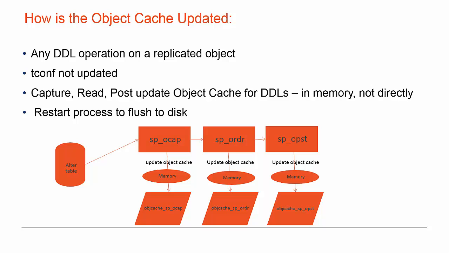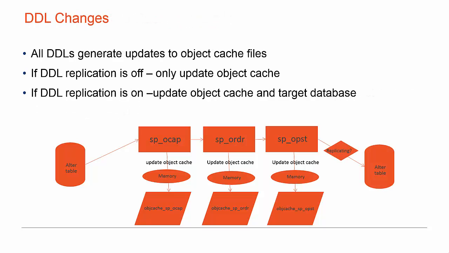Capture, read, and post do not edit their object cache files directly when they receive the DDL. Instead, they update the object cache that is currently loaded in memory and save the changes to the actual cache file whenever the process is restarted.